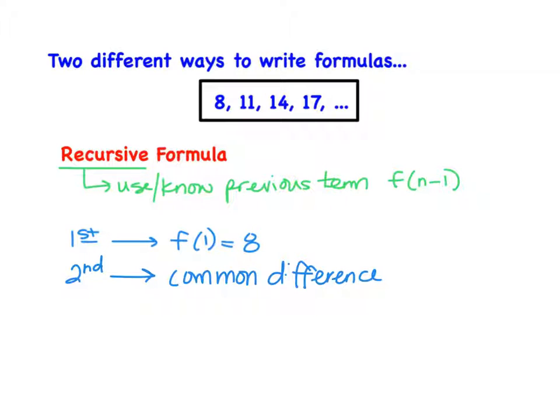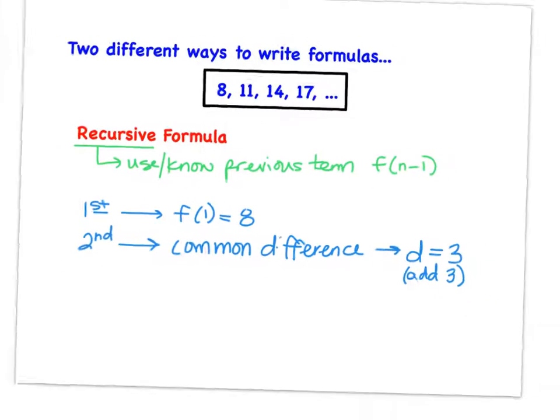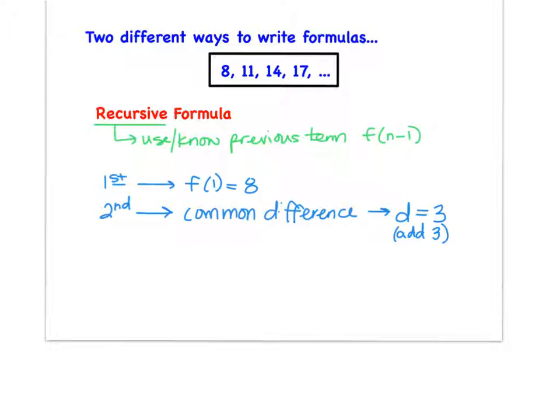The common difference, if you looked at the pattern, is d equals 3, because they're adding 3 each time. That's what that means. We're going to add 3 each time. So recursive, remember, we just tell ourselves how to get to the next term. Again, there's two parts to a recursive formula. I'm going to write formula down here so you know I'm writing the final answer.